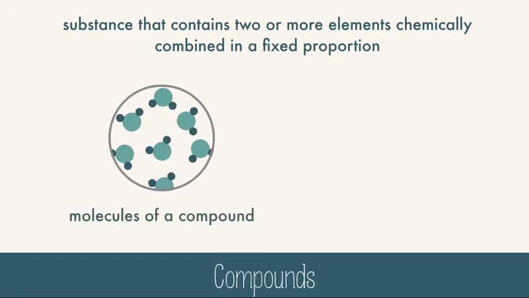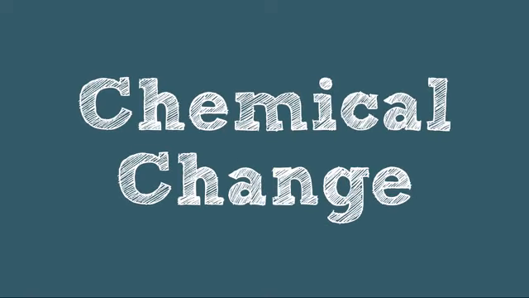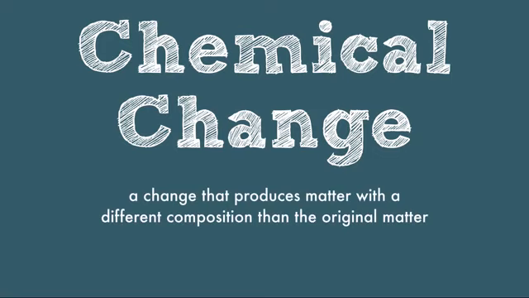Here are molecules of water, which are made of 2 hydrogen atoms and 1 oxygen atom. You can also have mixtures of elements and compounds. This picture represents a mixture of 2 different elements and a compound. You can break compounds down into elements through chemical change. This is a change that produces matter with a different composition than the original matter.